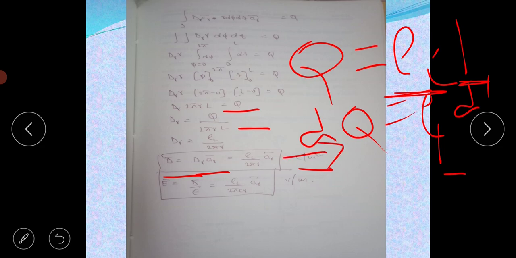Next, by using the relation between E and D, we can find the electric field intensity. Electric field intensity E equals D by epsilon. D equals rho L by 2 pi r, divided by epsilon. So finally E equals rho L by 2 pi epsilon r into ar. The units are volts per meter.